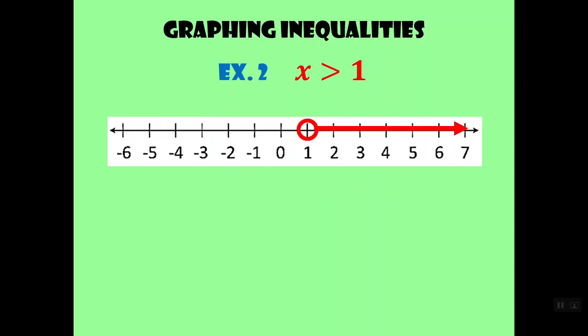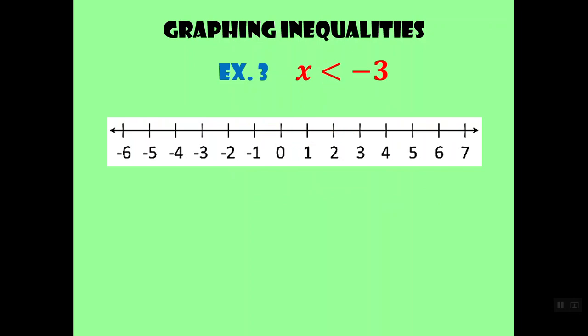Now we don't start it at 2 and just continue from 2 because it could be 1.5 or 1 1/3, so we have to include everything that's right up to 1, but not including 1.